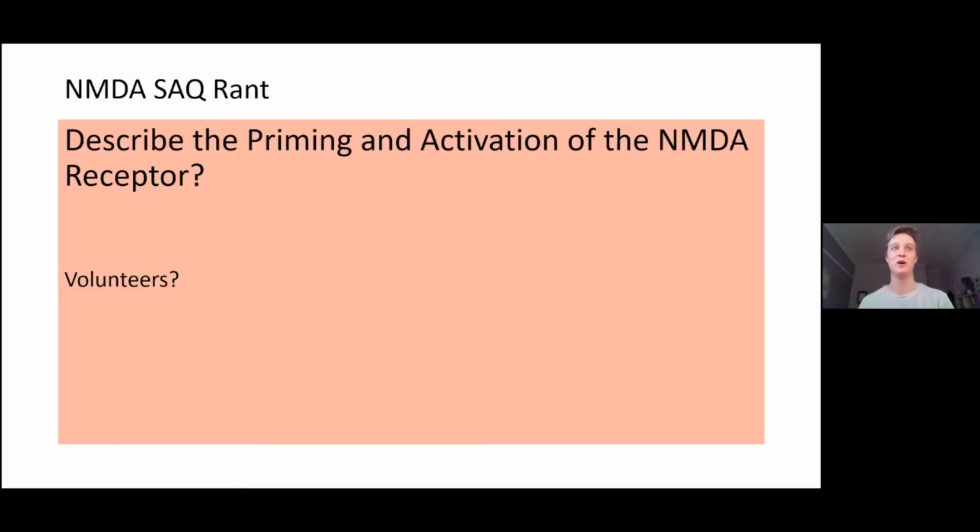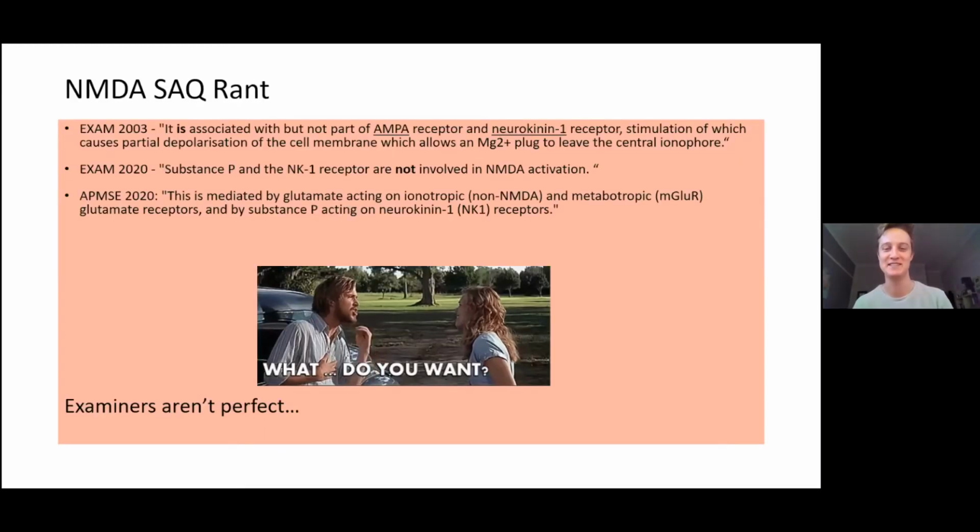It is neurokinin 1, or is it? Who knows? Because the examiners are really annoying. So they asked a question about the NMDA receptor in 2003, and the examiner's report says priming is associated with, but not part of, AMPA receptor and neurokinin 1 receptor, stimulation of which causes partial depolarization and allows the magnesium plug to leave the central pore.